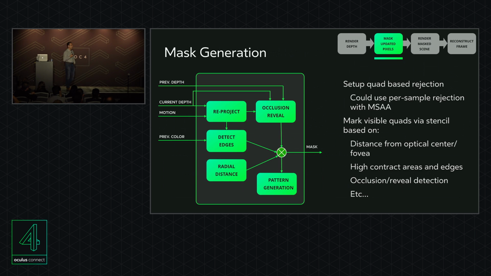The mask is set up based on several criteria. The simplest one, I guess, would be the radial masking, similar to what other methods have done. And this is just based on the distance from the optical center of the lens or foveal region. And also we add some additional heuristics where we detect some high contrast areas or edges, as well as occlusion, reveal, and so forth detection. All these factors are combined using some mathematical function, and they're used to modulate the interlace pattern generation within a mask.